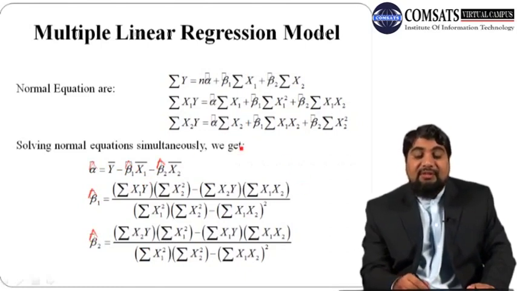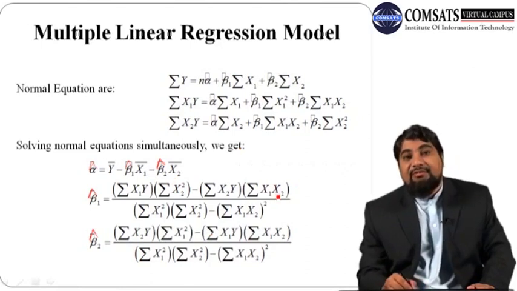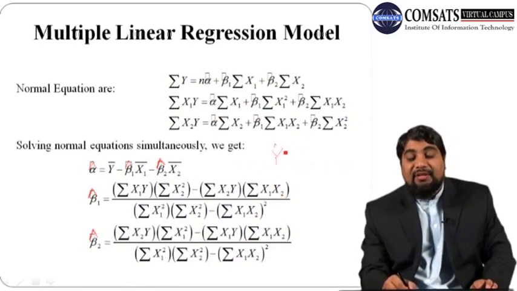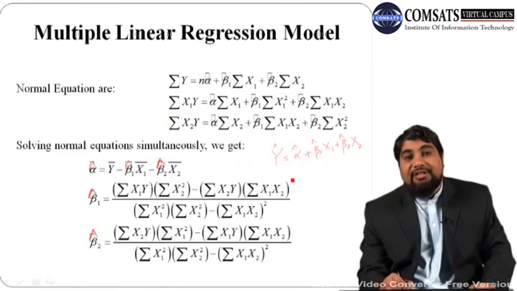So using these three formulas, we can estimate the values of alpha hat, beta 1 hat, beta 2 hat, and then plug in the values in the estimated regression line: y hat is equal to alpha hat plus beta 1 hat x1 plus beta 2 hat x2. We can estimate this regression line, and then subtracting y hat from y, we can get residuals.